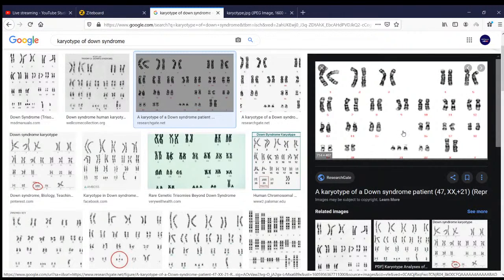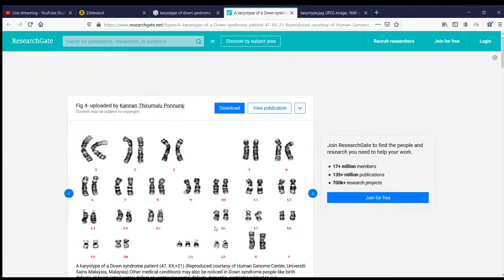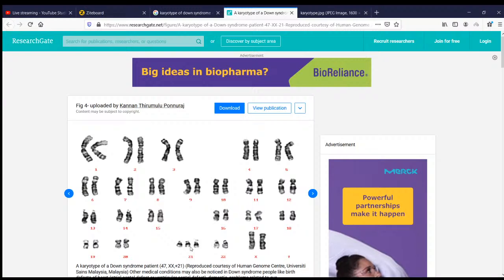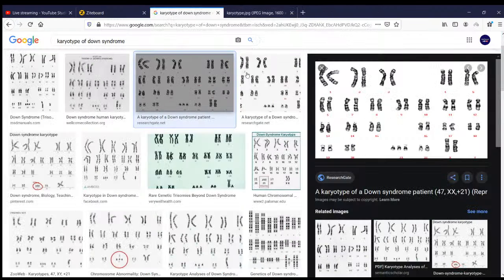Just look here. Look at the 21st chromosome pair. You can see 3 chromosomes here. That means if you are a good cytogeneticist, you can discern or detect that the 21st chromosome has 3 copies. You can easily recognize the way it happens. So always know this for a fact.